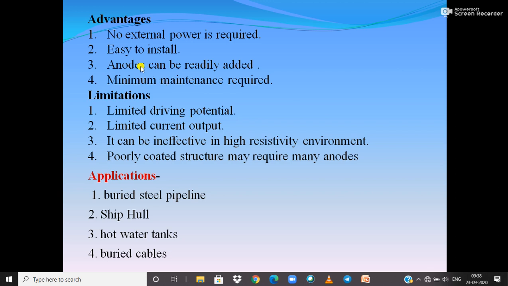Now, what are the advantages of sacrificial anodic protection? You need no external power. It is very easy to install and anodes can be readily added. Minimum maintenance is required. Minimum cathodic interference problem. So, these are the advantages. What are the limitations? Limited driving potential, limited current output, a poorly coated structure may require many anodes, it can be ineffective if the environment has very high resistivity, and installation may be expensive. Where is it applied? Buried steel pipelines, underground cables, marine structures like ship hulls, piers, and water tanks.